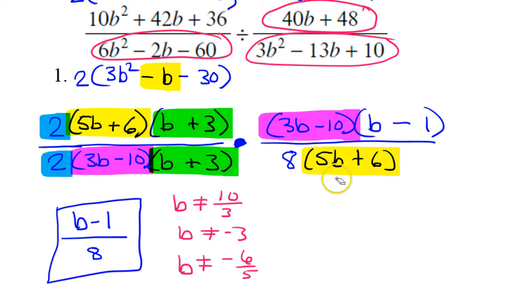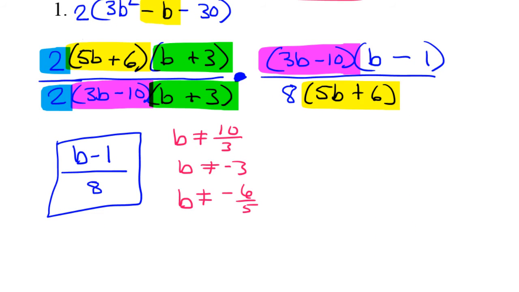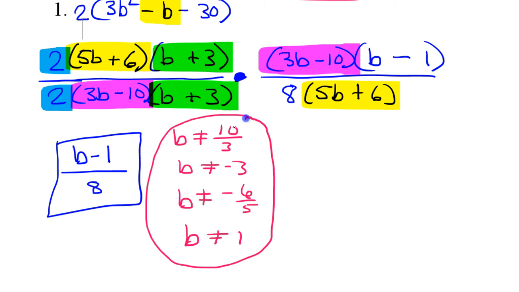All right, but there's one more. Actually, there's one more. So we need to look at the numerator here as well, because it used to be the denominator. If I set these equal to 0, if I set 3b minus 10 equal to 0, I already have that from before, so that would again be 10 over 3. But if I set b minus 1 equal to 0, that's going to tell me that b cannot equal positive 1. Okay, so these are my restrictions, my excluded values.